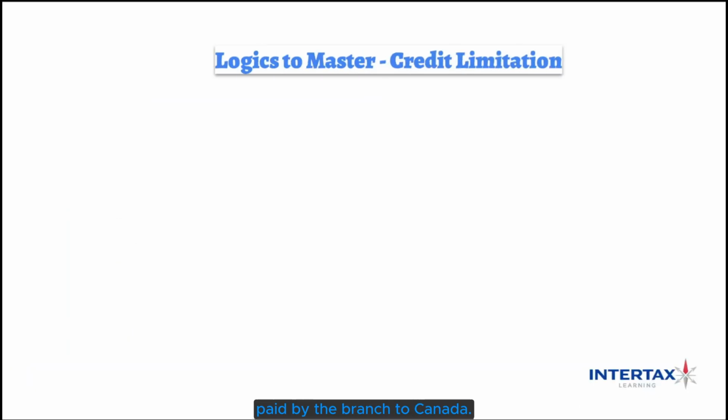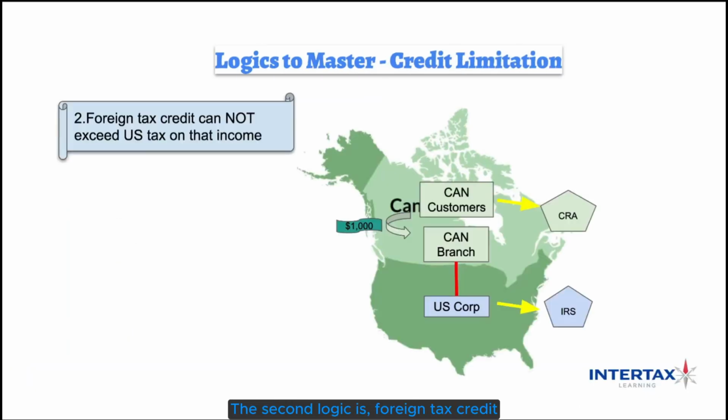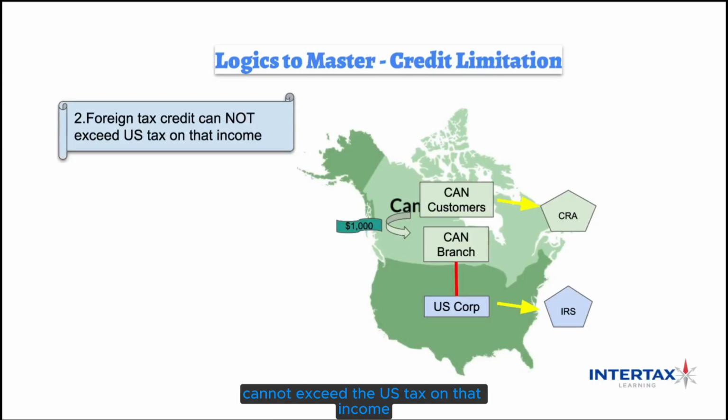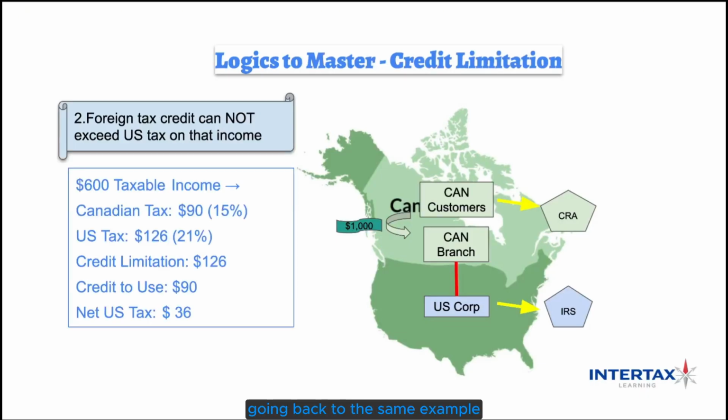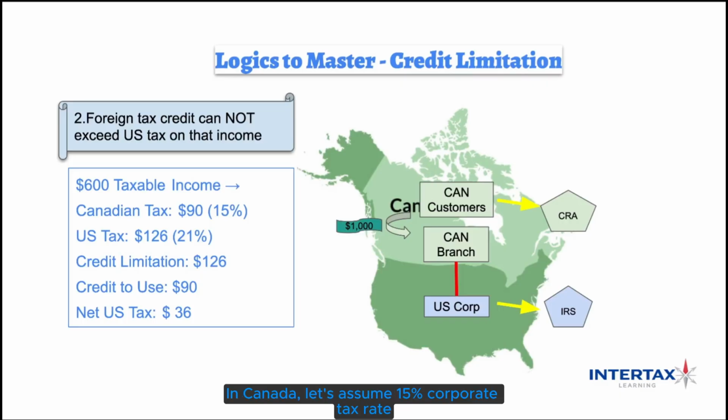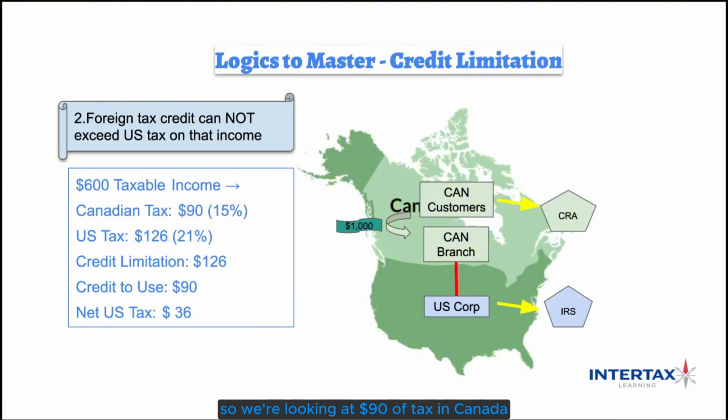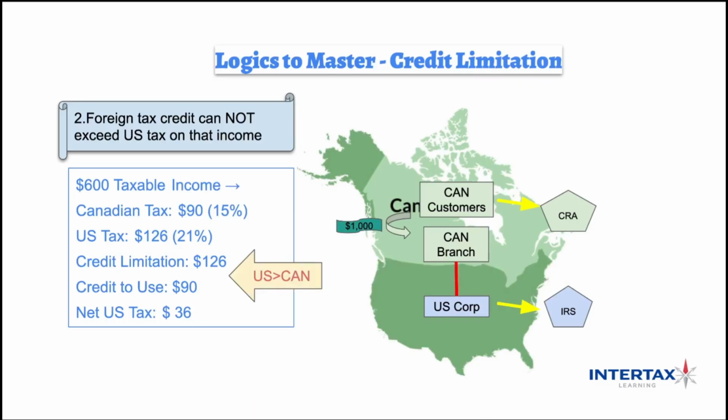The second logic is that foreign tax credit cannot exceed the U.S. tax on that income. Going back to the same example, U.S. tax is 21% on that taxable income. 21% times 600 equals $126. In Canada, let's assume a 15% corporate tax rate. So we're looking at $90 of tax in Canada. Since the U.S. tax amount of $126 is greater than the $90 paid to Canada, the U.S. will use the $90 as the credit. Net tax in the U.S. is $36.